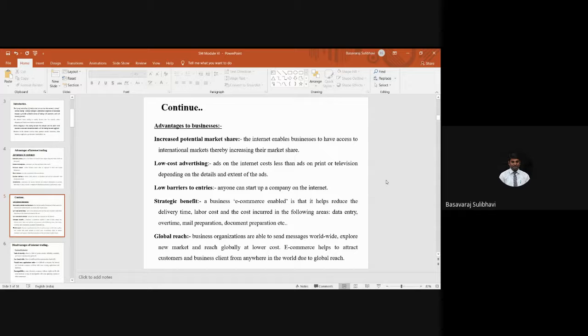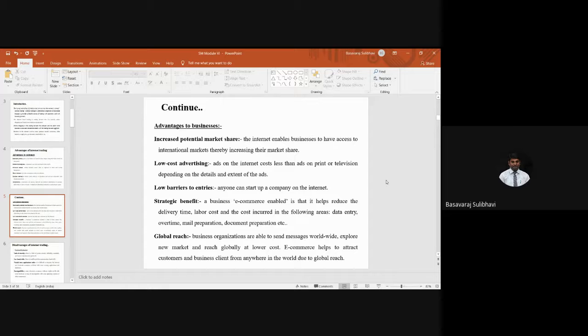The labor cost is going to be reduced, where you are going to reduce some stages of the supply chain, right? And due to that, the cost of labor also comes down. And the cost incurred in areas like data entry, overtime, meal preparation, document preparation, all these things will be reduced due to the software used by a trader or maybe any middleman or agent. Okay, there are sites like Flipkart and Amazon, where they make a buyer and seller reach each other. They develop such a platform to make them reach each other.